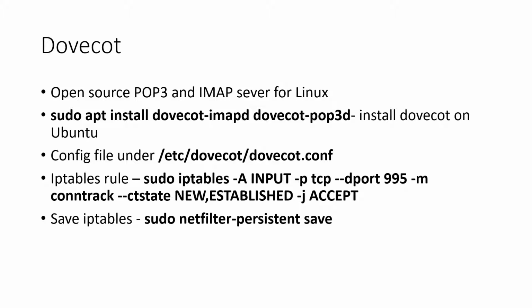After you configure the config file, you will need to change your iptables and add a rule: sudo iptables --append INPUT -p tcp, and then the port for SSL, the secure version of POP3, which is 995, -m conntrack --ctstate NEW,ESTABLISHED -j ACCEPT. And then finally, you will need to save the iptables rule with the persistent command.